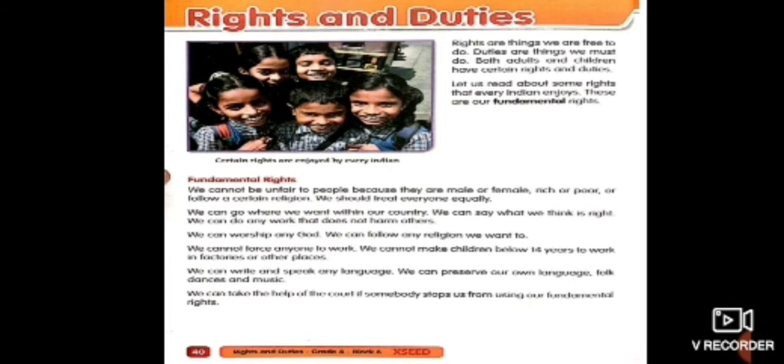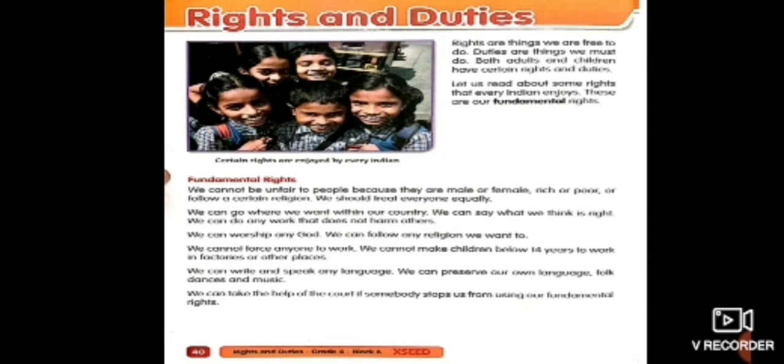We can take the help of the court if somebody stops us from using our fundamental rights. See, we have learned about the fundamental rights, what rights we have. But if somebody is stopping us from using these rights, then we can take the help of the court. Then the court will help us. So students, these are all the fundamental rights, and about the duties we will learn in our next video.